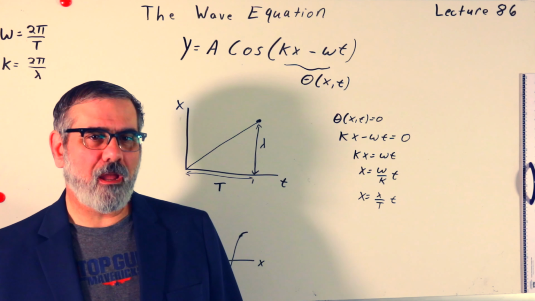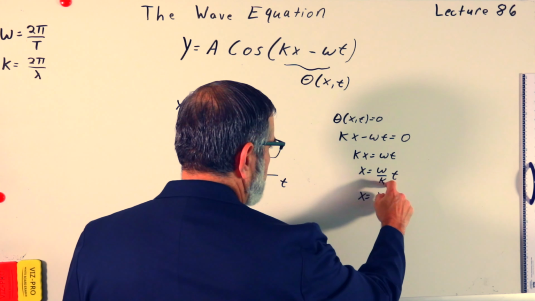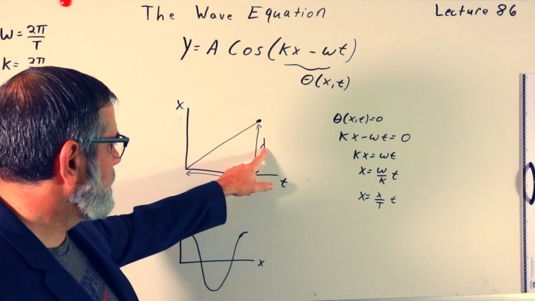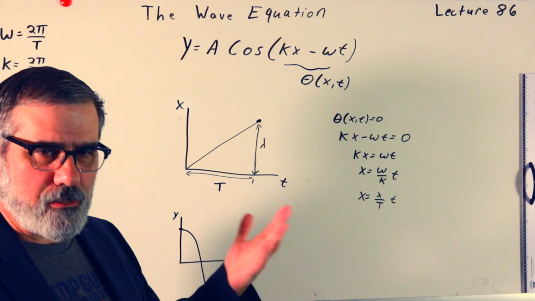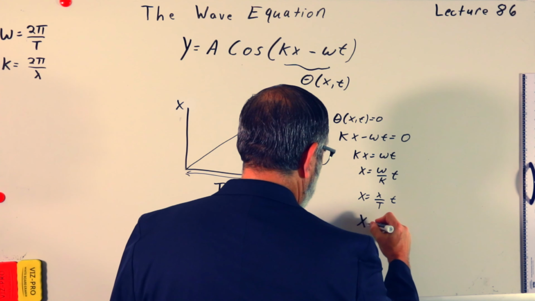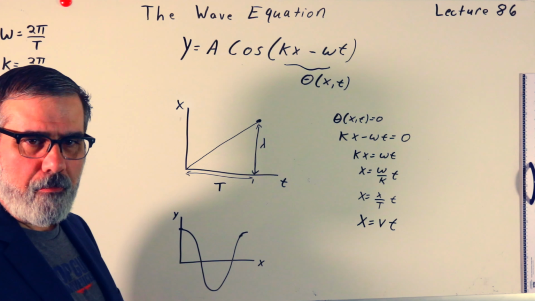If I want to know how far my car goes, speed, right? Yes. So this term, omega over k, or lambda over T, look at it. That's distance divided by time. That's a speed, right? So we call this the wave speed. X equals v times t. That's the wave speed.